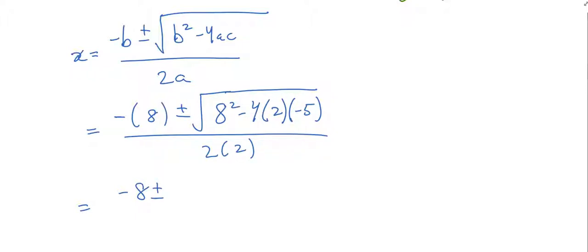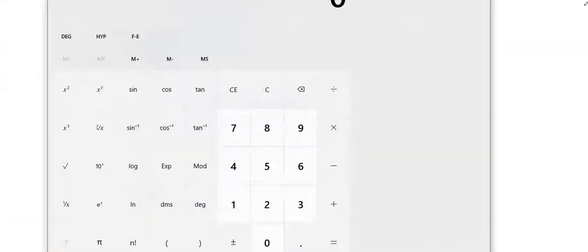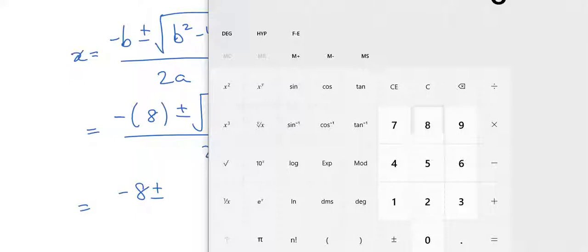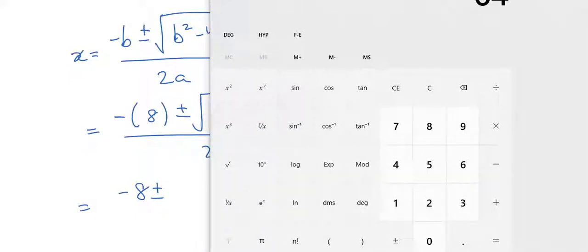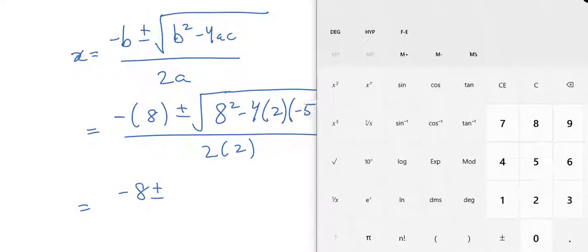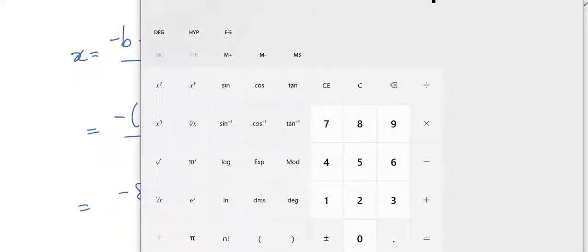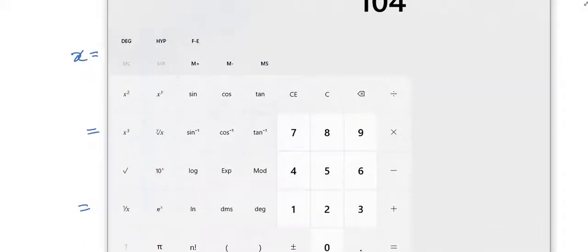I'm going to simplify the inside with my calculator. So I'm going to do 8 squared minus, my calculator's way too big. Minus 4 times 2 times negative 5. And it gave me, something went wrong. This calculator is not going to be a good one to use. Try it on your calculator, see what you get. I'm going to try it on mine, my good one, and see what I can get.